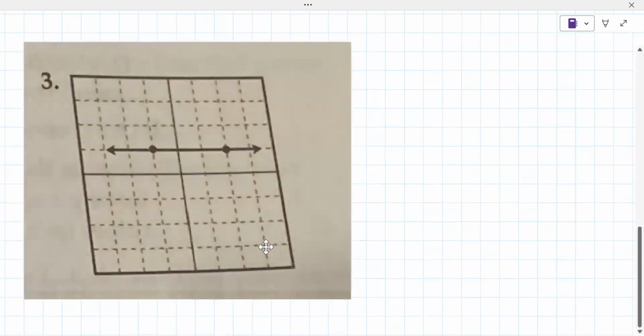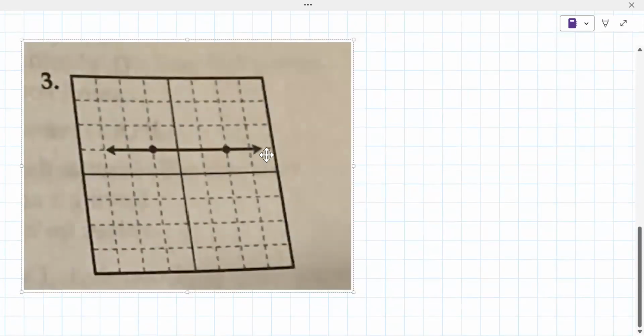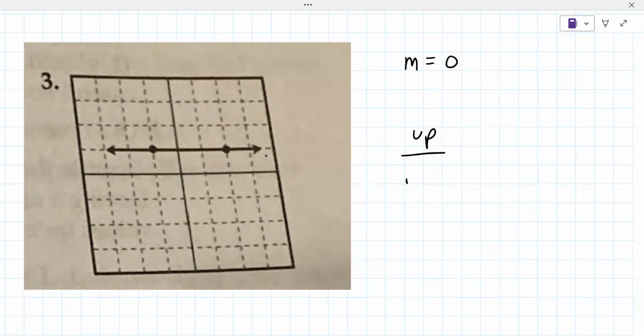Yes. All right. So this is new. I'm going to try to explain this. This has a slope equal to 0. Now let's talk about why that is. So let's first consider that you're going up and to the right. Okay. So when we start at this point on the left here, we are going 0 up. And we're going right 1, 2, 3. 0 divided by 3 is 0.